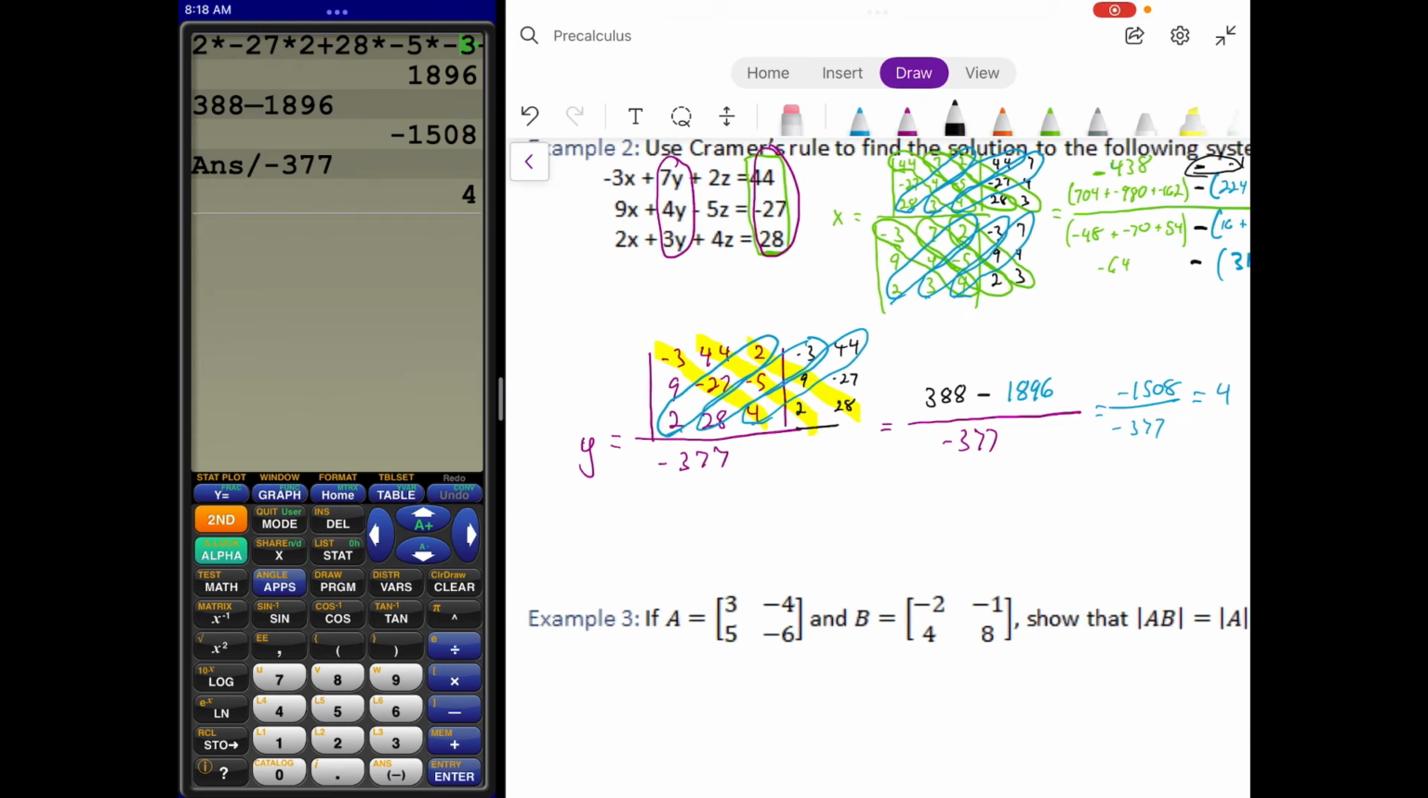Now we can find z. Z, our denominator, will be -377. Our numerator will be found by using the coefficient matrix, but replacing the z values with the constants. One more time, we'll rewrite our columns. And we will find that determinant.